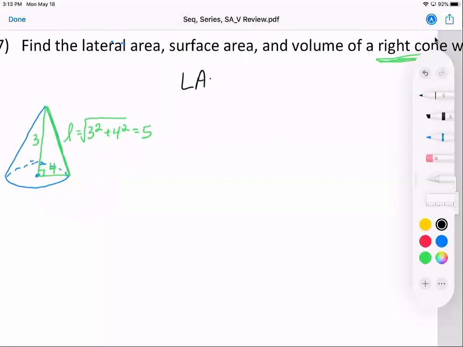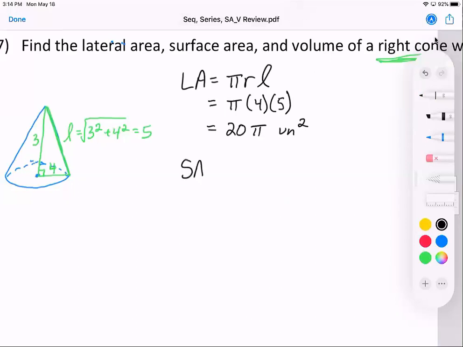So the lateral area for a cone, the formula is pi RL. I could derive that for you. It's kind of a cool derivation, but I guess you'll have to believe me that the lateral area of any cone, any right cone, is pi RL. So you have pi, the radius is 4, and the slant height is 5. So the lateral area is 20 pi square units, whatever the units are.